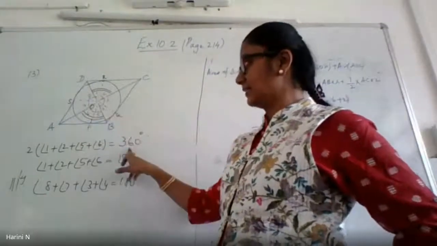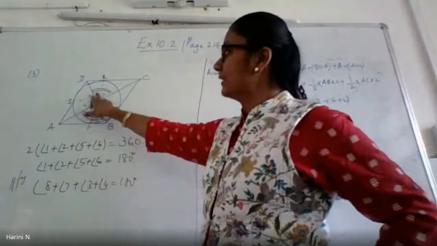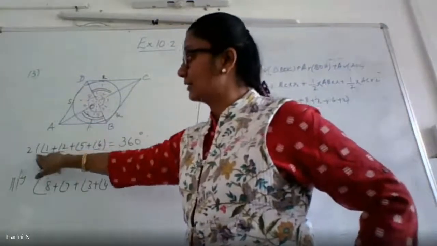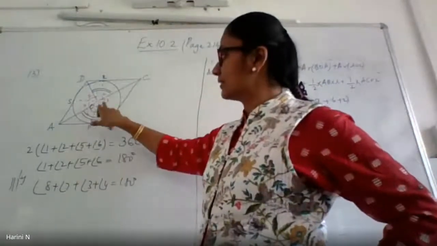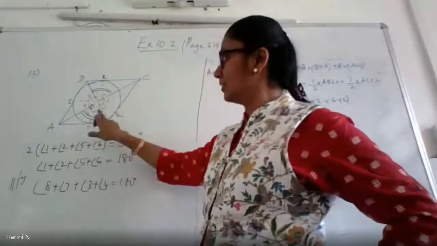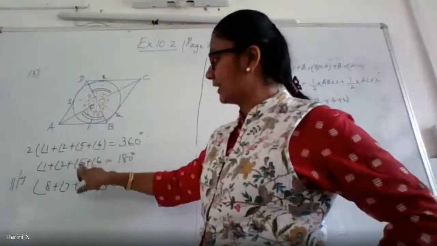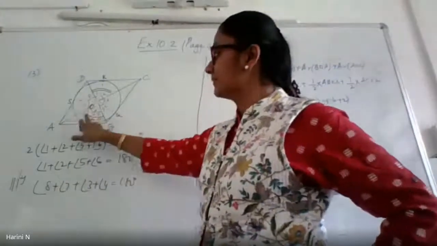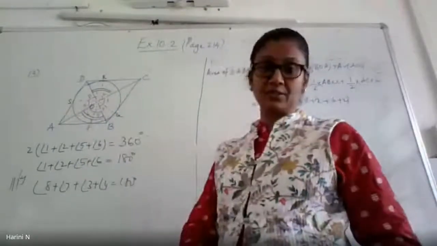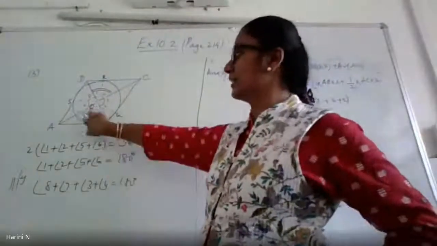Angle 1 plus angle 8 is written as 2 times angle 1. Similarly, angle 2 plus angle 3 becomes 2 times angle 2, angle 4 plus angle 5 becomes 2 times angle 5, and angle 7 plus angle 6 becomes 2 times angle 6. So I am just substituting because they are equal.